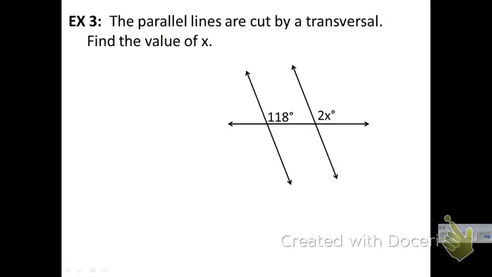On example 3, this is probably the most simple example I can give you. They won't be this easy on your homework, but it says the parallel lines are cut by a transversal, find the value of x. So we know these are corresponding angles. We know that if the lines are parallel, corresponding angles, their measures are equal. So we're going to set them equal to solve. Then we divide by 2, and x equals 59.